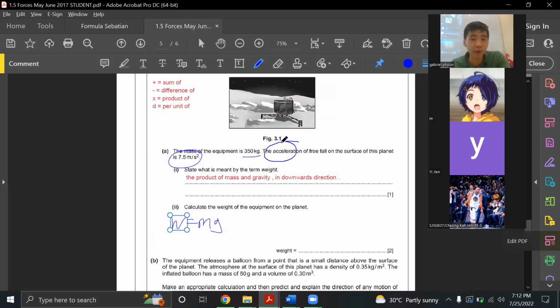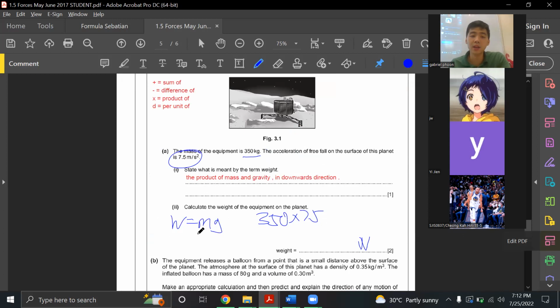Yeah, this is the gravity of the moon, right? Acceleration of free fall is just a fancy term to say gravity to confuse the students, which I see some of you guys have already been confused. It's supposed to be 350 multiplied by 7.5. What's the units?